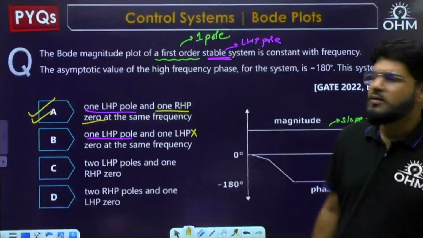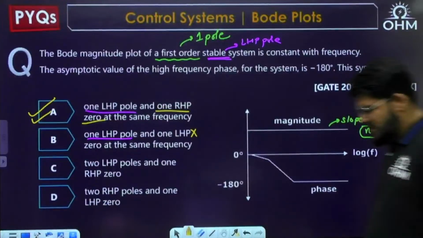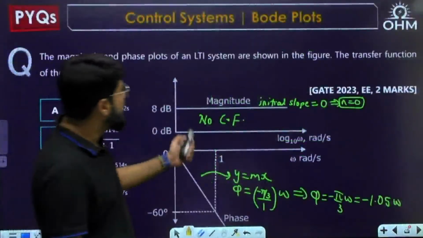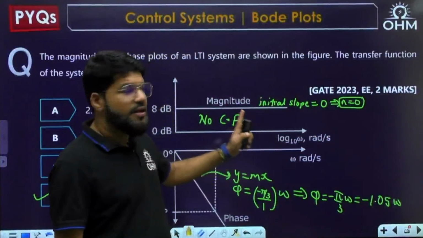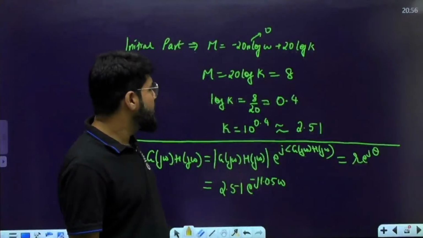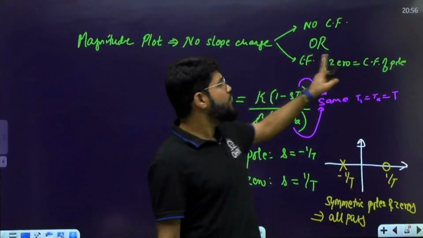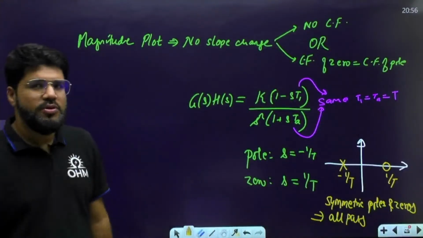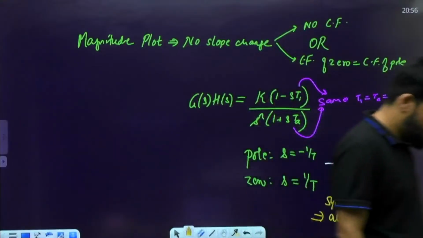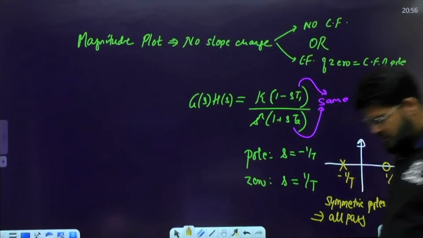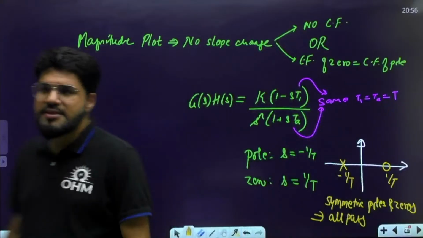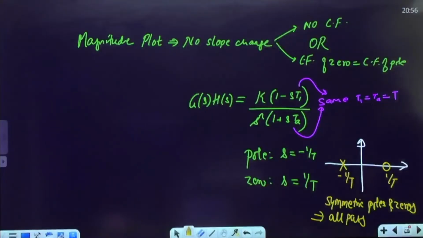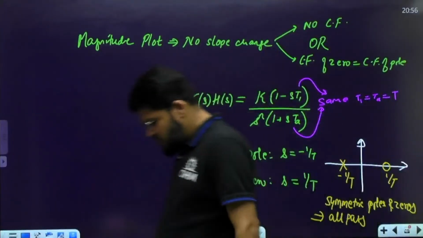GATE 22 1 mark question. Whenever you have the magnitude entirely constant like the previous question, there may be no corner frequency, or if there are poles and zeros, then the corner frequency will be the same. Symmetric poles and zeros. This is what it is.